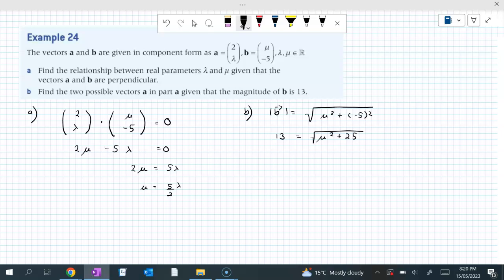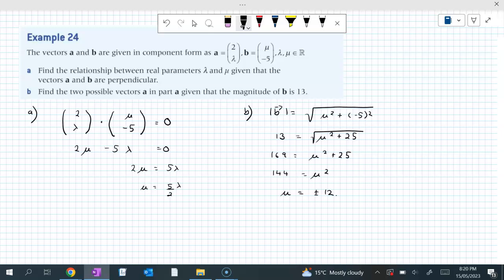Okay, so then I'll square both sides, so 169 will be equal to mu squared plus 25. And then if I do 169 take 25, that's 144 is equal to mu squared. So mu is equal to plus or minus 12. And this is where our two possible vectors for A are coming in.